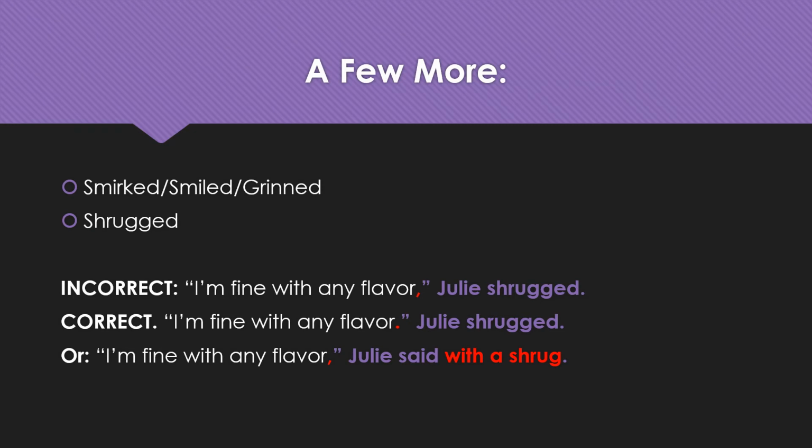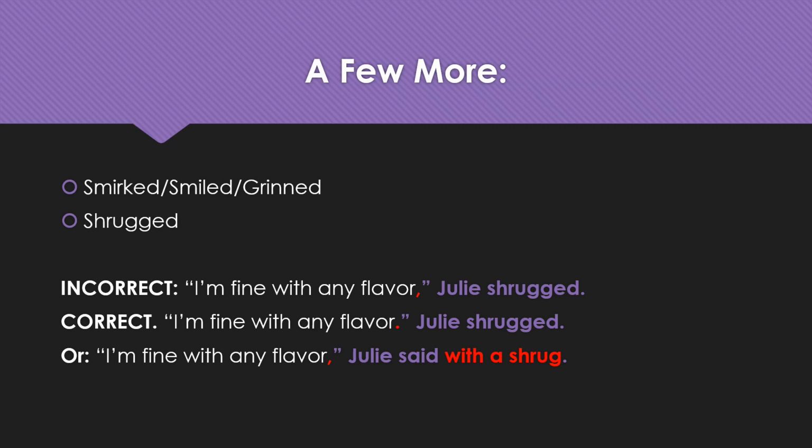A few more dialogue tags. Smirked, smiled, grinned, and shrugged. Incorrect: "I'm fine with any flavor," comma, Julie shrugged. Correct: "I'm fine with any flavor." Period, Julie shrugged. Or, "I'm fine with any flavor," comma, Julie said with a shrug.